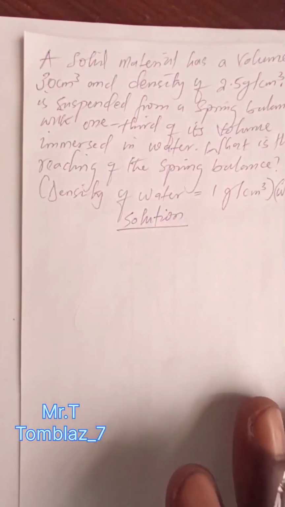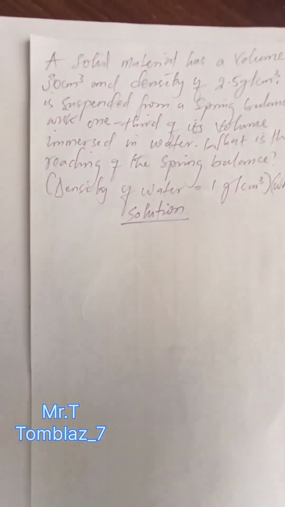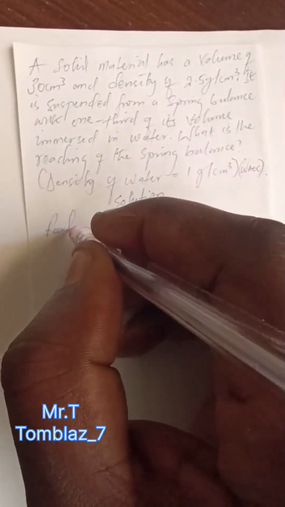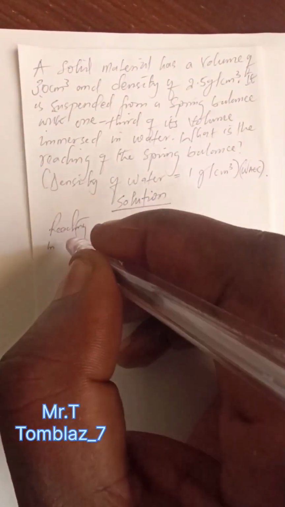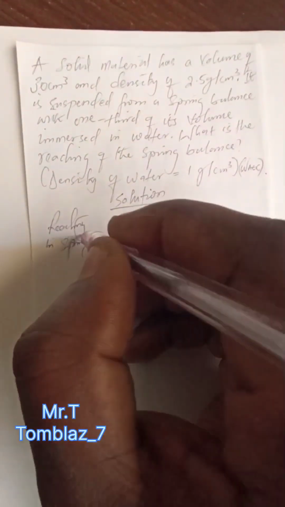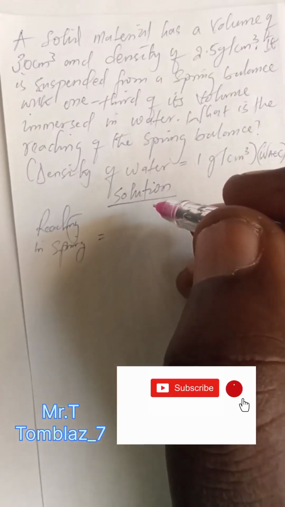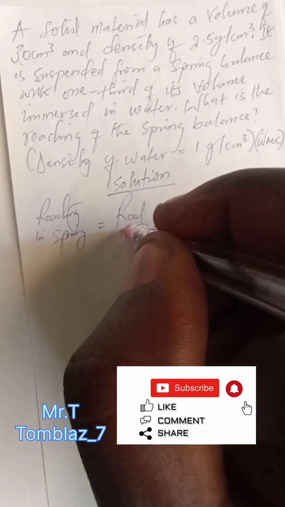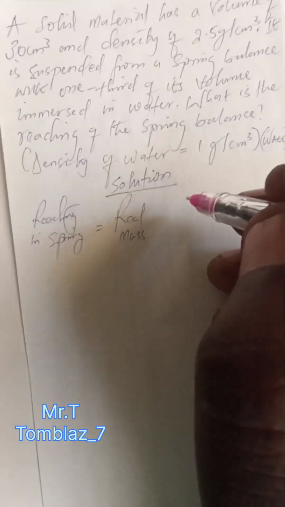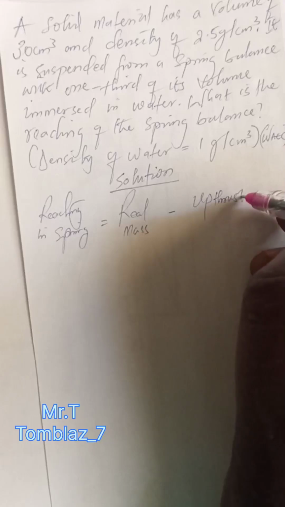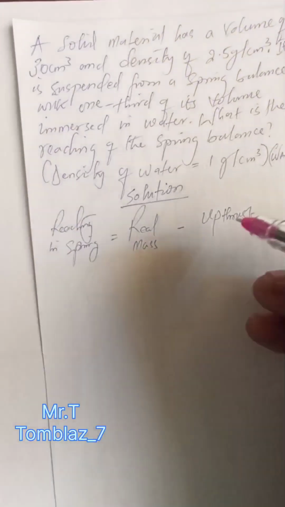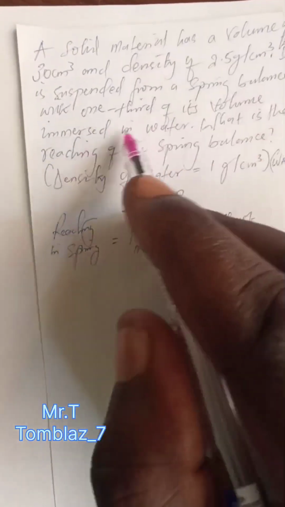Okay, so what are we looking for? They say we should calculate the reading in the spring. Now we'll start with that. Reading in the spring is equal to the real mass of that material minus the upthrust, and the upthrust is the mass of water displaced when it is immersed up to 1/3 of its volume in water.